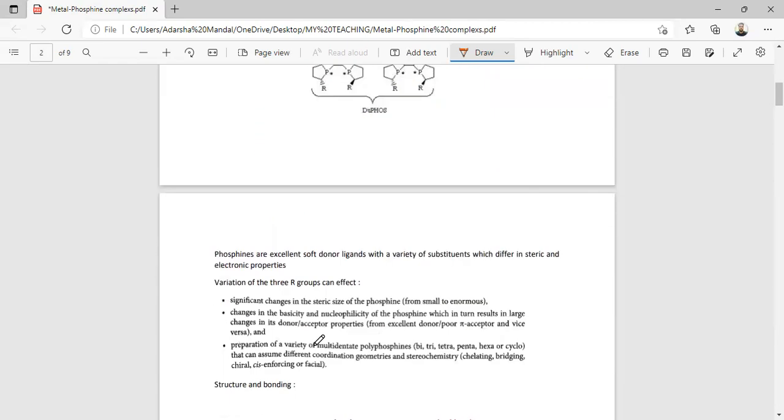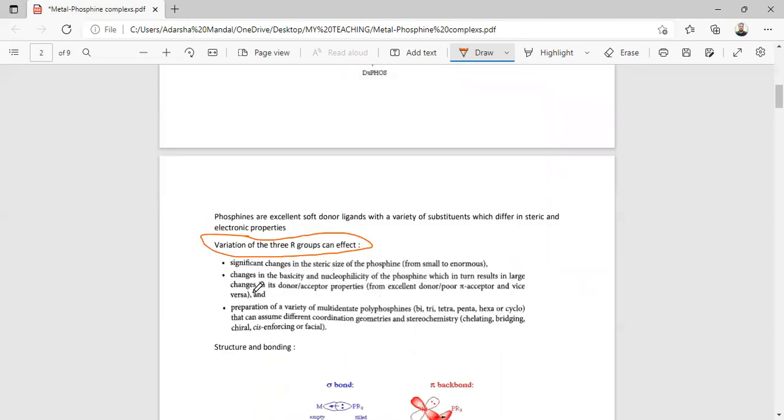Phosphines are excellent soft donor ligands with a variety of substituents which differ in steric and electronic properties. So variation of the R group can affect the electronic and steric properties of the phosphine ligands. So these are the main changes.